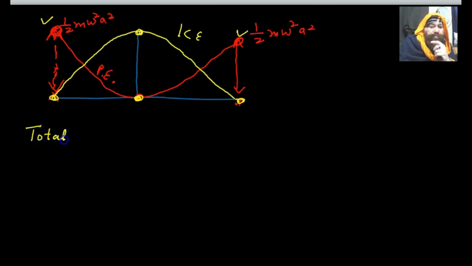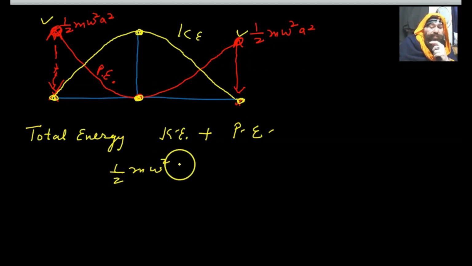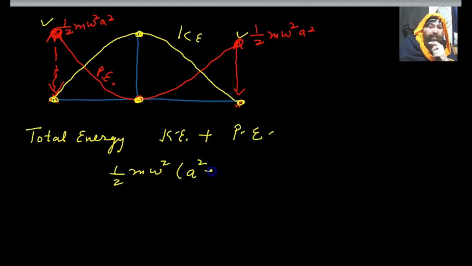Now we come to total energy. Total energy of the particle executing SHM is kinetic energy plus potential energy. Kinetic energy was half m omega square a square minus y square. And potential energy is half m.